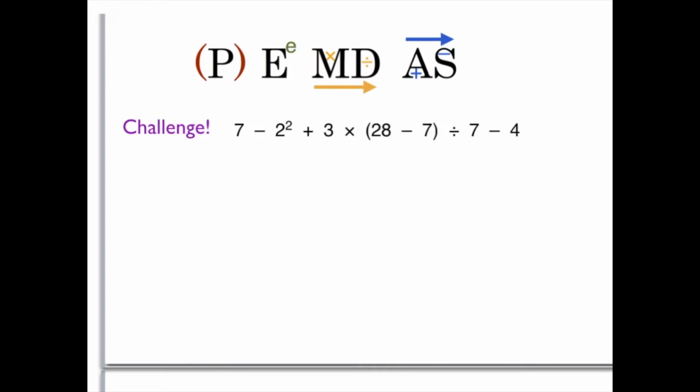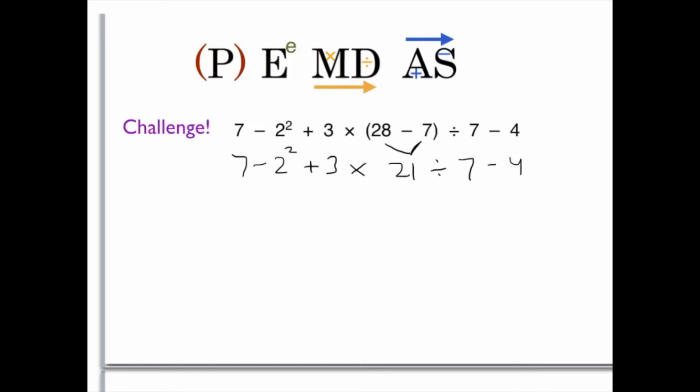Alright, so PEMDAS tells us to start with parentheses first, and we do have some parentheses. We've got them right here in this 28 minus 7. When we do that, we get 21. And I'm going to rewrite all of the rest of this problem so that you can see it step by step. Okay, now we look and see if we have any more parentheses. No, we don't have any parentheses.